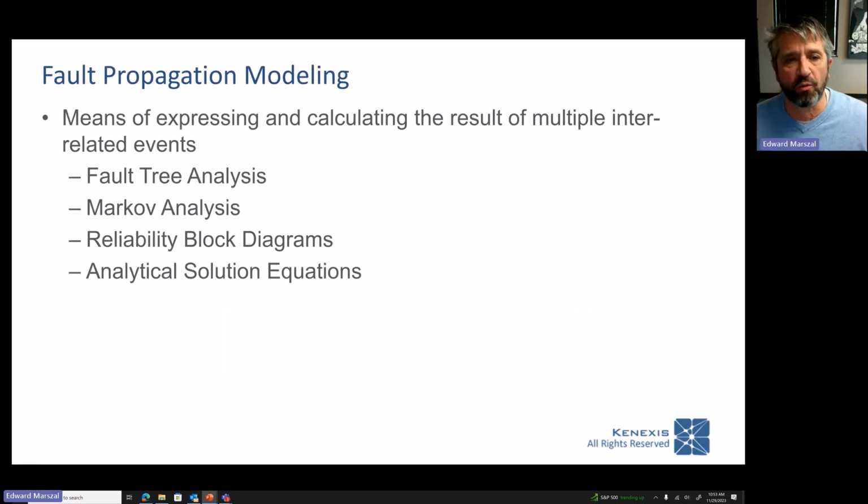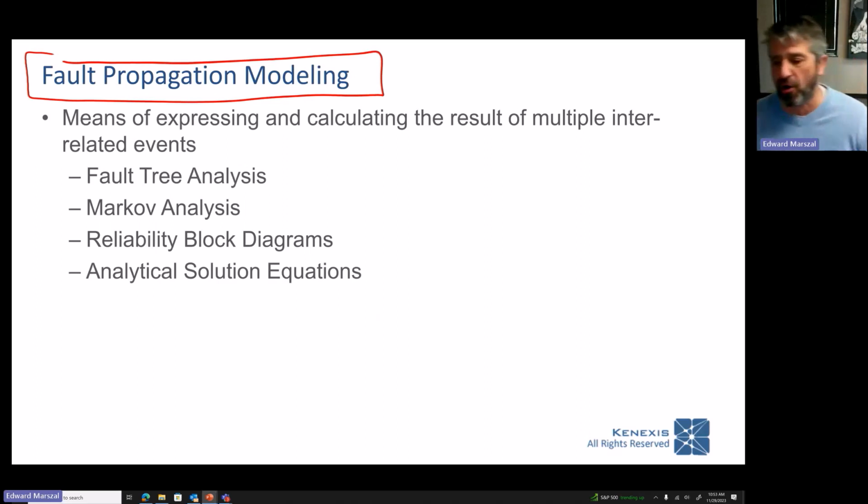Then, the whole concept of SIL verification is a subset of a larger topic called fault propagation models. In reliability engineering, where we said unavailability and unreliability, we were simply looking at one component. But if I have a system built of multiple components, let's say a sensor, a logic solver, and a final element, I need some sort of mechanism to combine those probabilities. That's a fault propagation model.